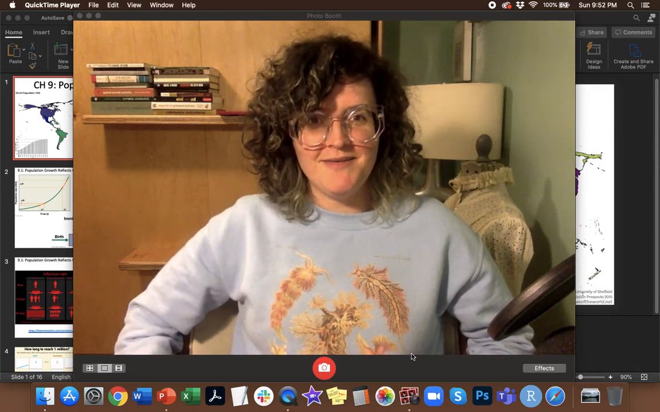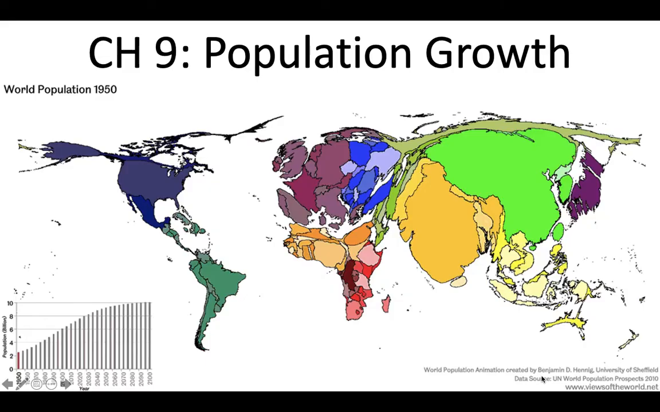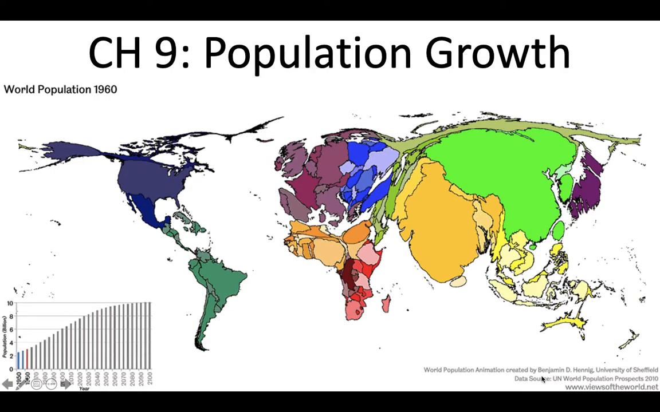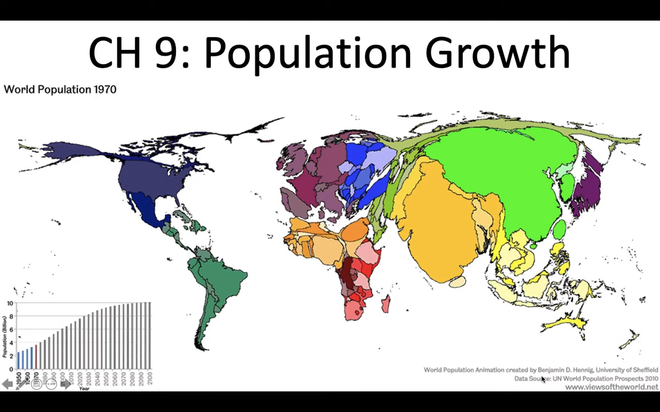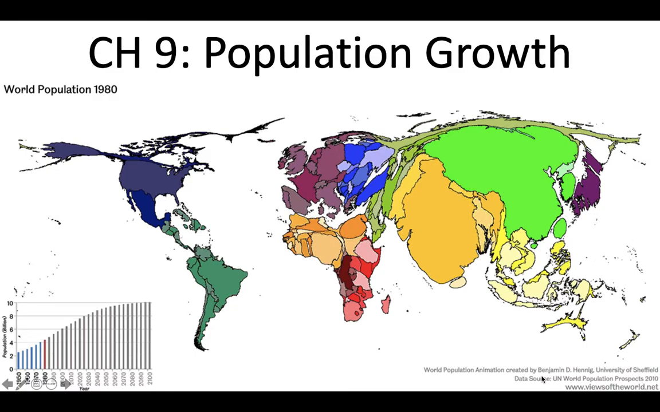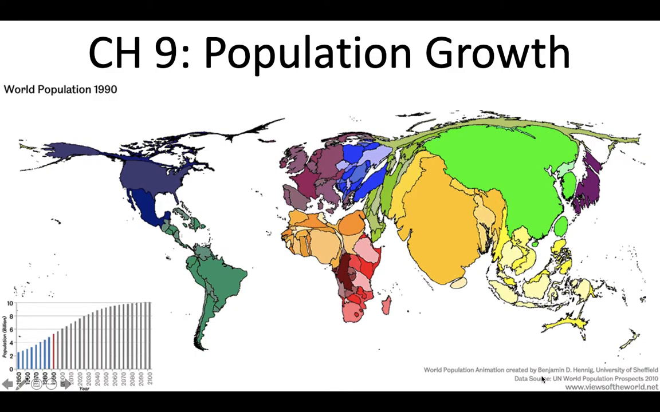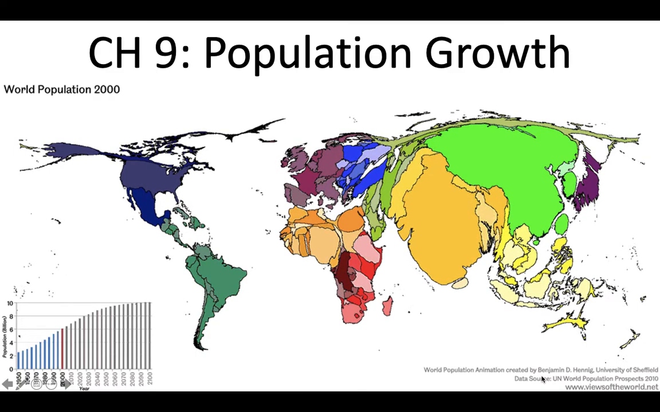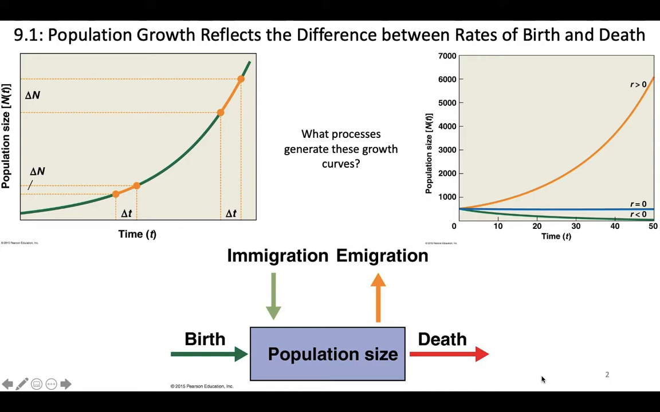Let's talk about population growth. Okay, let's talk about the ways in which populations grow and how ecologists study that growth, model it, and predict it. So first we have to talk about the factors that affect population size and therefore population growth, whether or not the population size is going to increase or decrease.